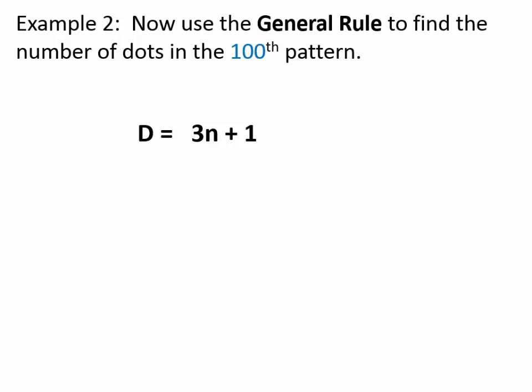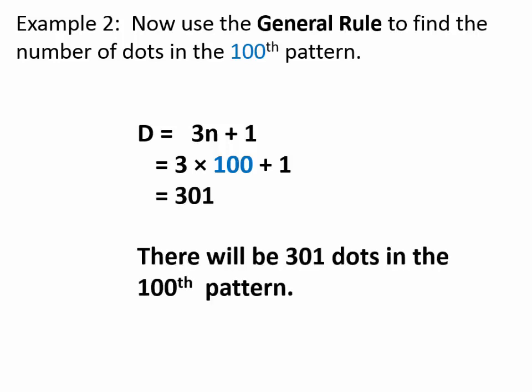Now we're asked to find the number of dots in the 100th pattern. Well, all we have to do is use the general rule and replace the n with 100. So it becomes 3 times 100 plus 1, or 301. So our answer will be there are 301 dots in the 100th pattern.